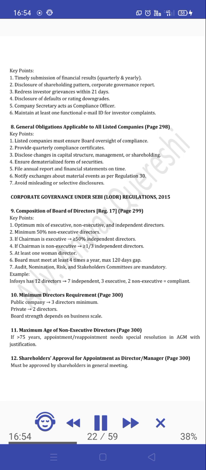10. Minimum directors requirement, page 300. Public company: 3 directors minimum. Private: 2 directors. Board strength depends on business scale. 11. Maximum age of non-executive directors, page 300. If greater than 75 years, appointment or reappointment needs a special resolution and AGM with justification.